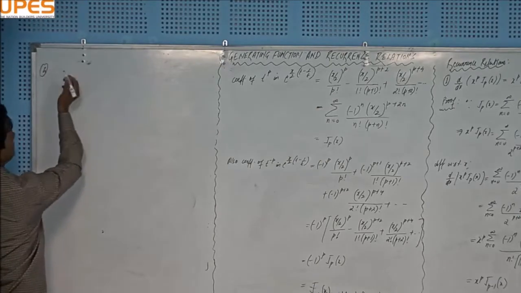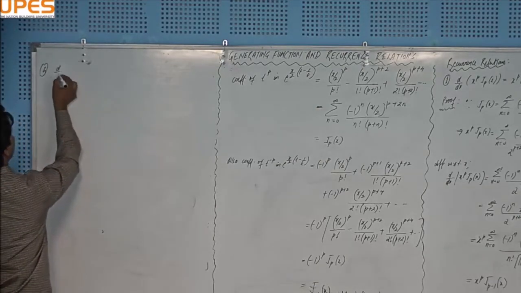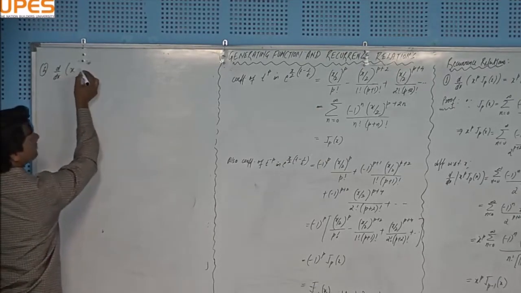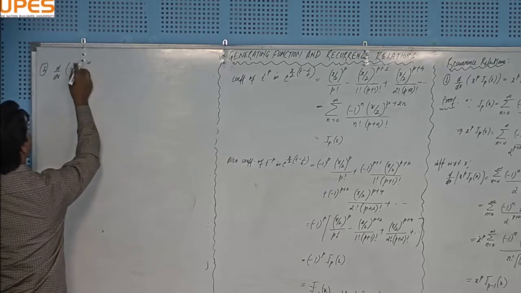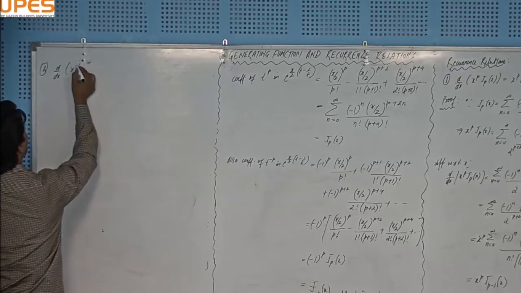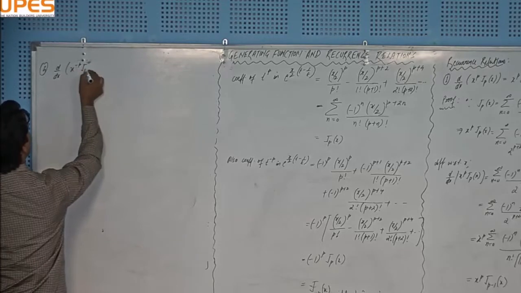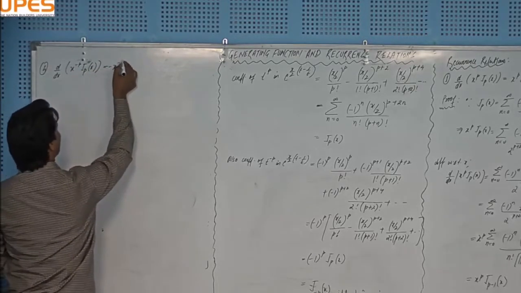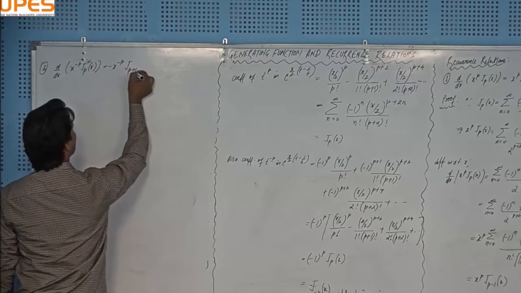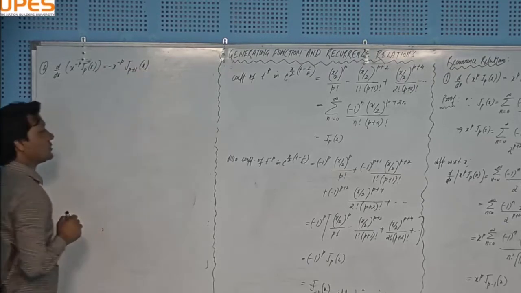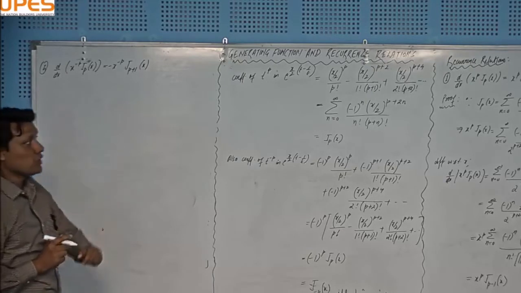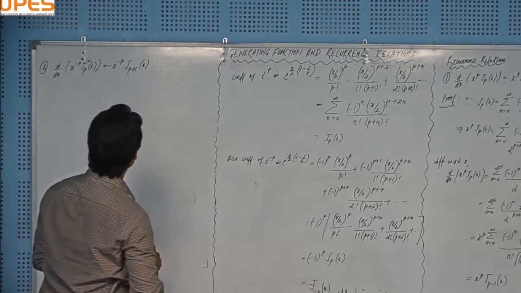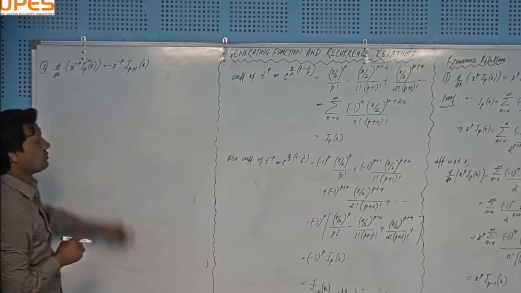The second recurrence relation is very similar. It is d by dx of x to the power minus p, J_p(x), equal to minus x to the power minus p, J_(p+1)(x). So this relationship is similar to that one, right? Except the fact that we have to multiply with x to the power minus p this time.